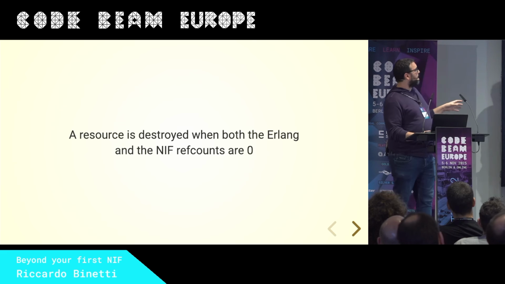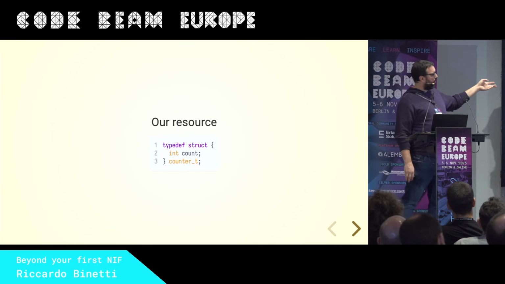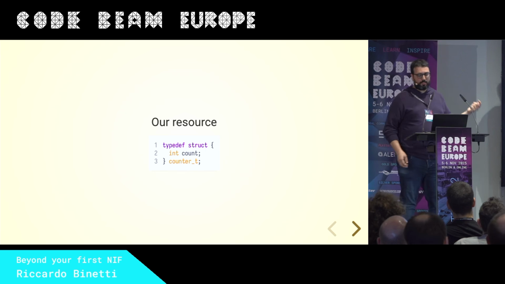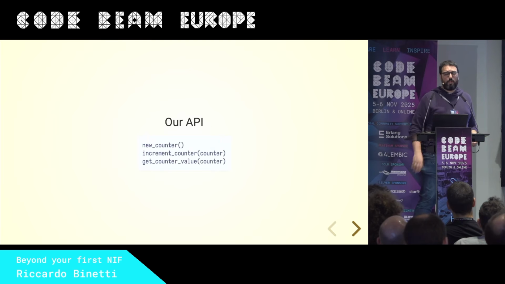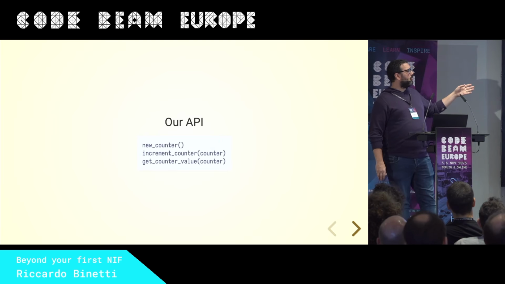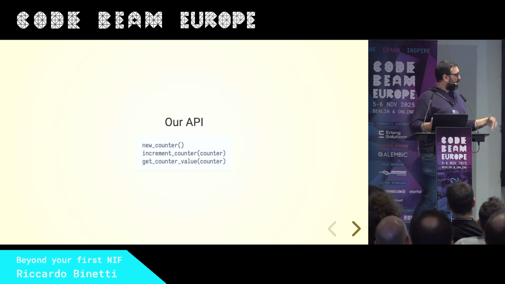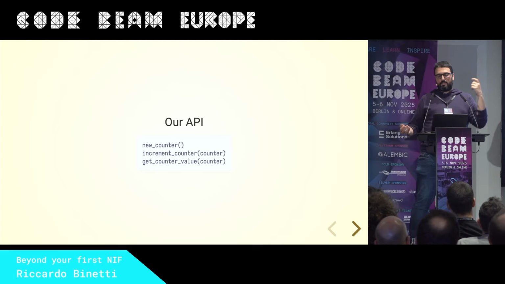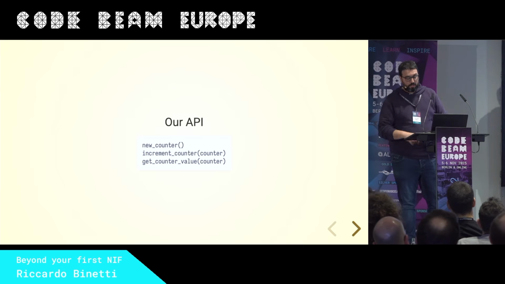I will do a quick resource example using a simple shared counter. So we will just have a struct that contains a count amount. And our API will be new_counter, which creates a new counter, increment_counter, which increments it, and get_counter_value, which returns the current counter value.